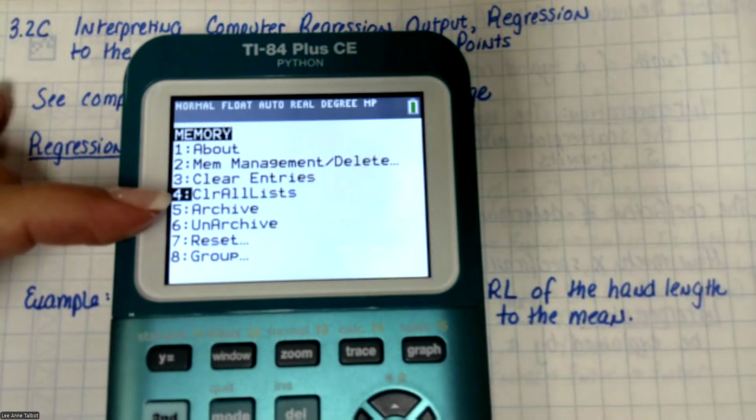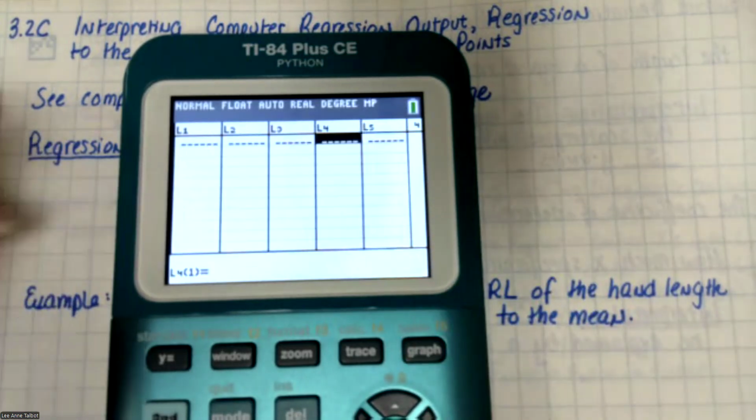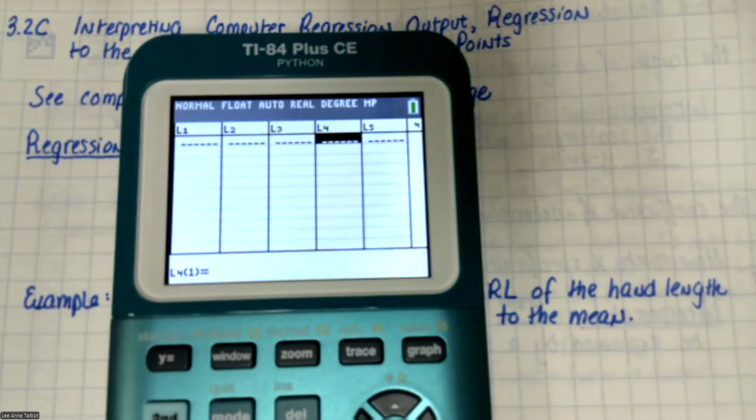So clear all lists. And then when you go back into your list, they'll be nice and clean. So there's a way to do that all at once. Second plus 4.